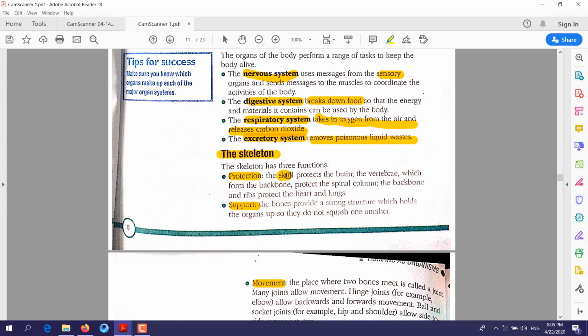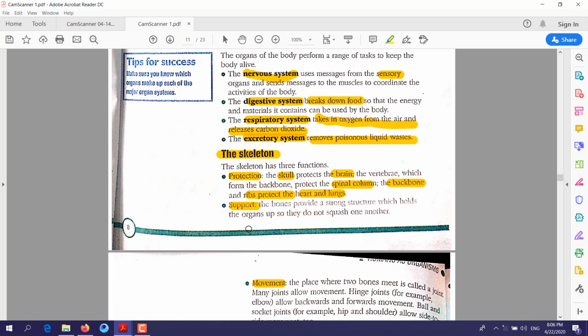For example, we have the skull. Our skull protects the brain. Another example is your backbone. The backbone protects the spinal column. Then you have ribs, which protect the heart and lungs. So the first function of the skeleton is to protect.